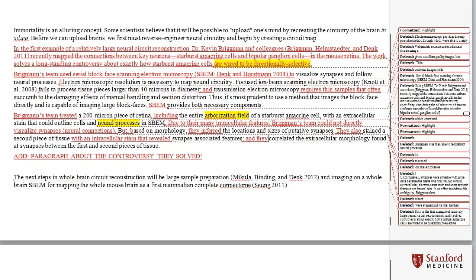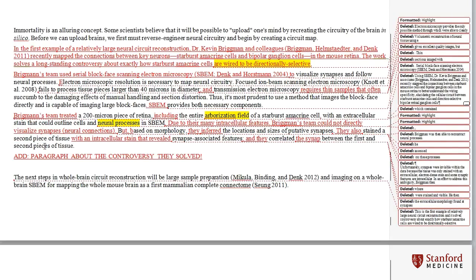And they correlated, and I'm just going to say they correlated the synapse maps, because we're getting a synapse map that we guessed at using morphology with the first stain, and we have a synapse map based on actual intracellular staining with the second piece of tissue. So we can say something like, and they correlated the synapse maps between the first and second piece of tissue. We can get rid of a few extra words there, and I think synapse maps is sufficient.